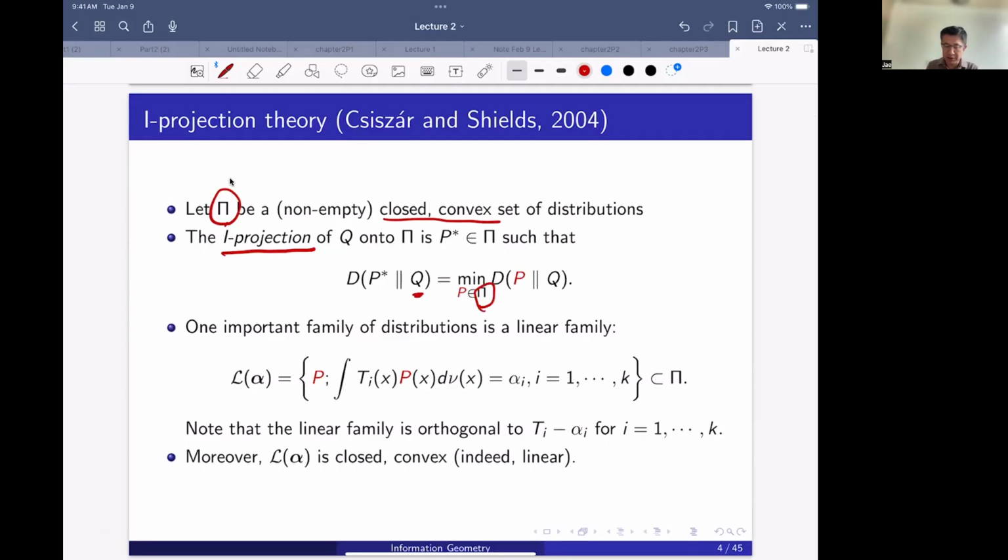You can think of this Pi as a subspace, and Q is given outside the subspace, right? One of the important families of subspace is this particular type. This is a mixture type, basically a mean condition, an expectation constraint, and this is closed and convex.